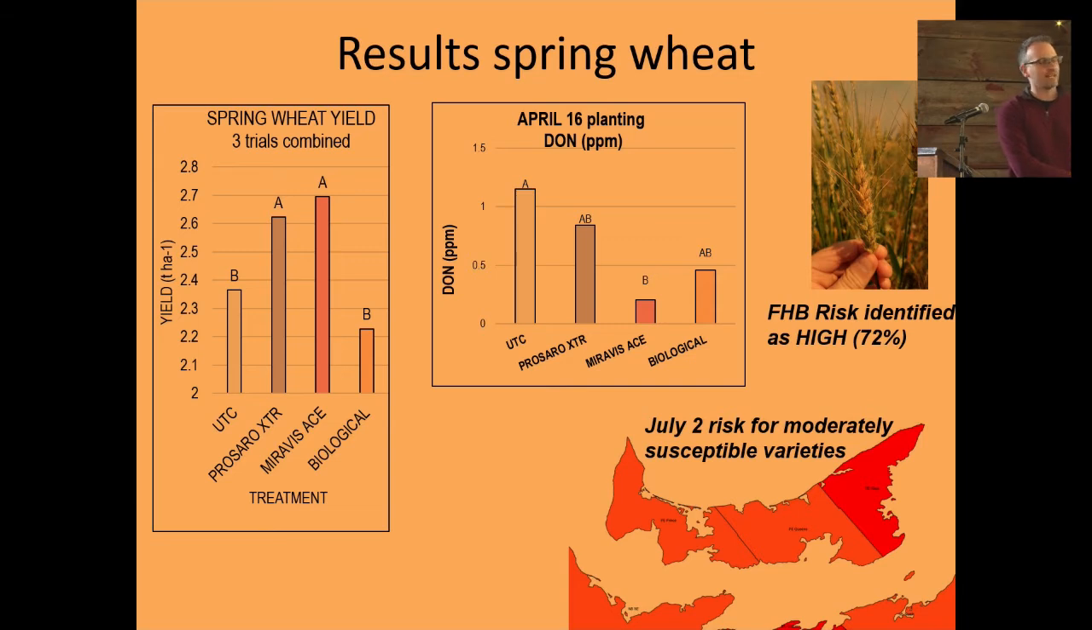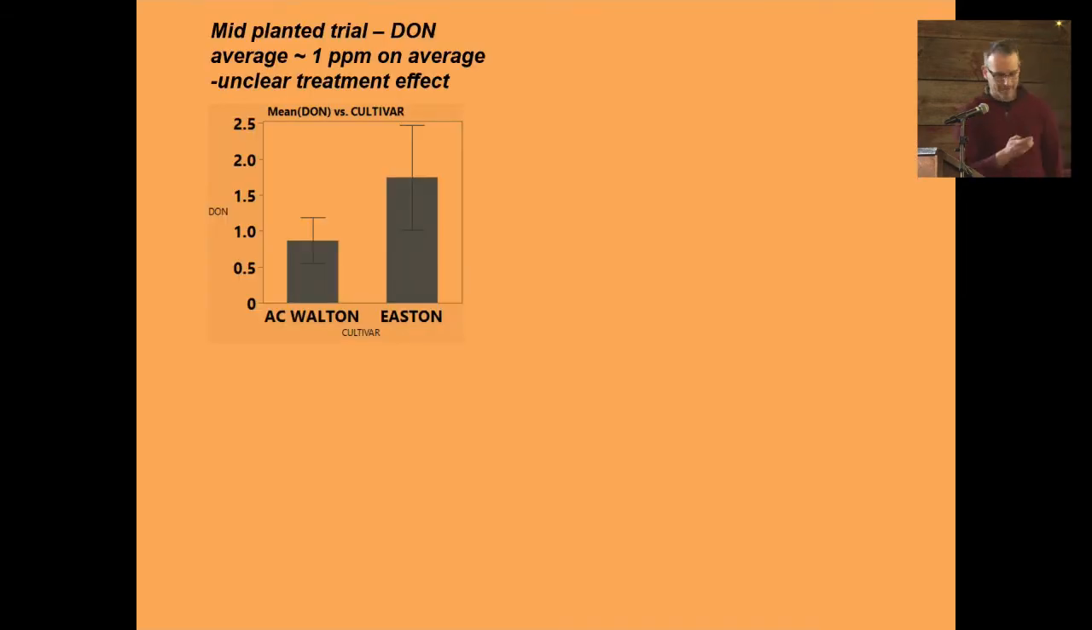Well, the map said that there was a high risk there, and we did get over 1 part per million DON. Anything over 1 part per million DON is what we consider to be a moderately high level of infection. So when I get into the next 2 wheat trials, this is where the results get a little bit more confusing.